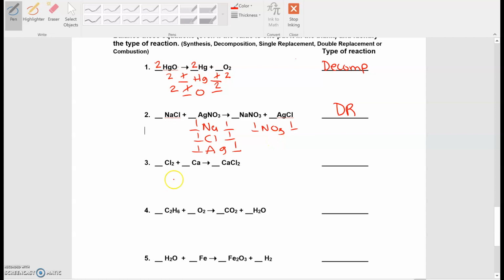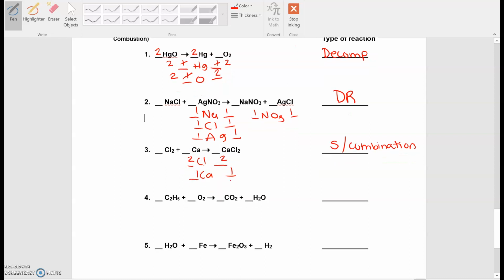With number 3, I have 2 reactants combining to form 1 product. So this is a synthesis or a combination. You want to write out combination and not just put a C, because I could confuse that with combustion. So if you're using the word combination, write it out. Balancing, I have chlorine and calcium. 2 chlorines, 2 chlorines, 1 calcium, 1 calcium. That's already balanced.